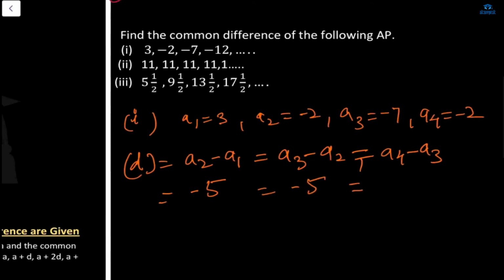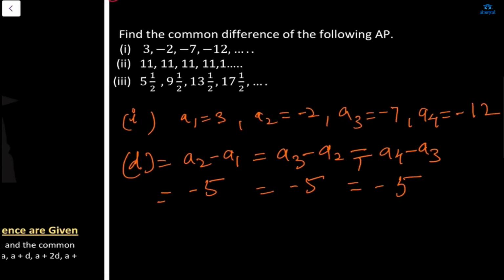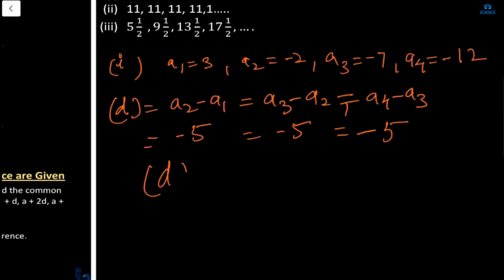Sorry, I have not written it correctly. Minus 12 plus 7, again you'll get minus 5. If I had got 5 only, not minus 5, then it would not be in AP. It's already written that it is in AP, we have to just check the common difference. So this is in AP and the difference D is equal to minus 5.